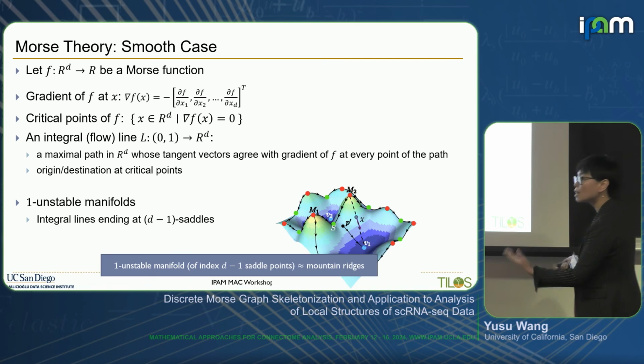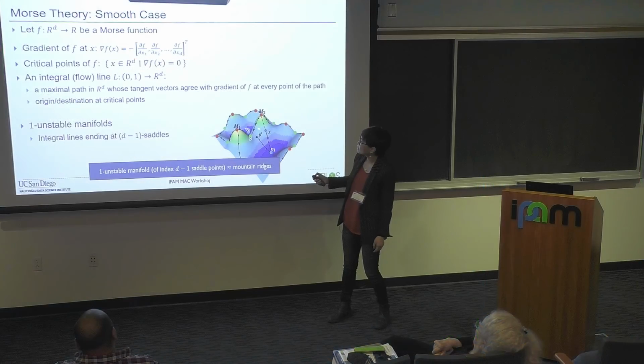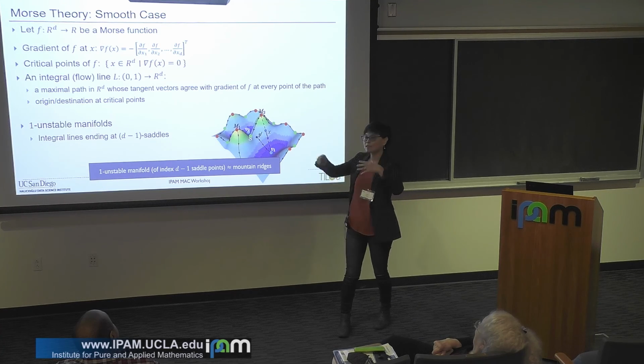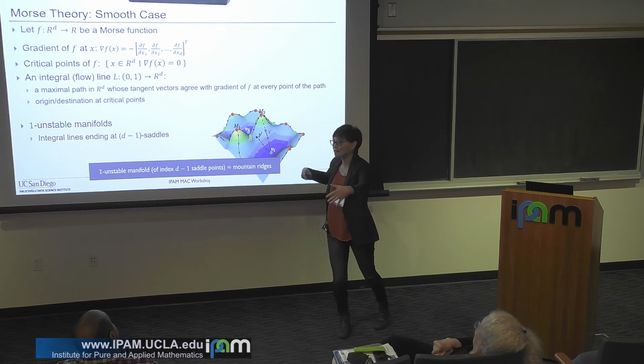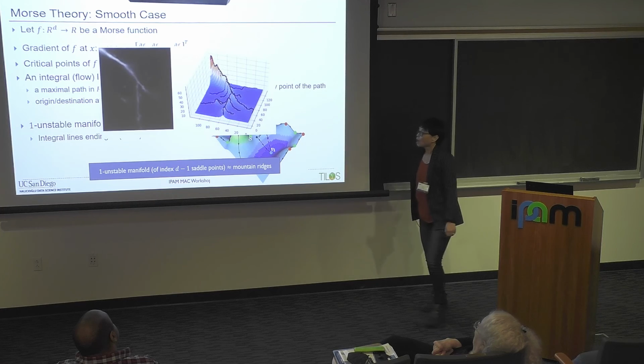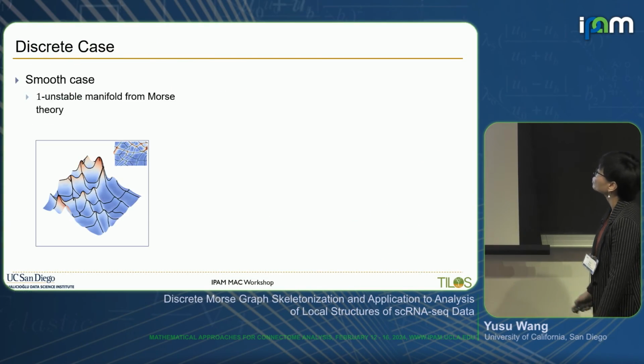Okay? So that's essentially the idea. And now conceptually, we see that this one unstable manifold indeed captured the mountain ridges, because when I go to two sides, this curve is separating basins from basins. That's the middle line separating the basins. Okay. All right, so this is just one example from this neural imaging data.